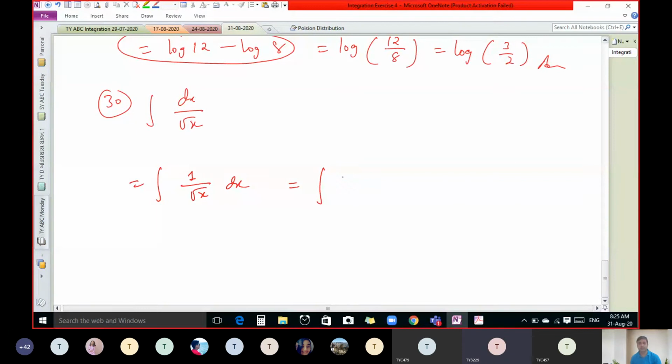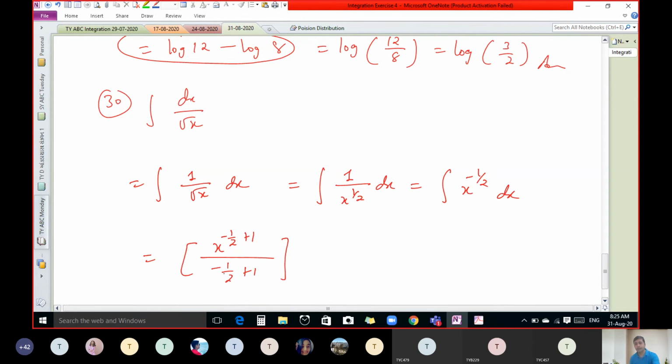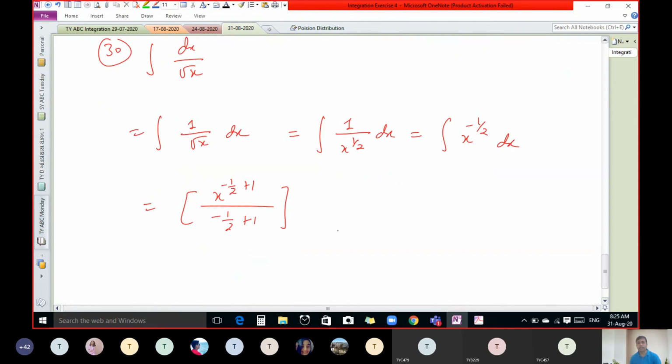Root x is equal to x raised to 1 by 2. Correct. And then next step, take this minus 1 by 2 in numerator, x raised to minus 1 by 2 in numerator, so it becomes minus 1 by 2. And now our next step, add 1 in the power and divide by that new power and put in bracket because of its definite integration. What is the answer for this? What is x raised to minus 1 by 2 plus 1? So minus 1 by 2 plus 1.